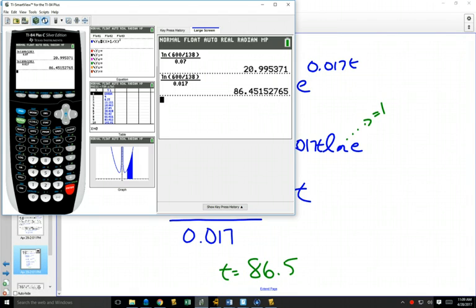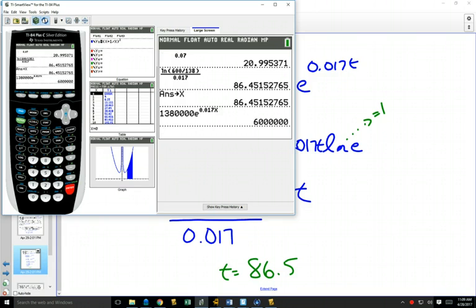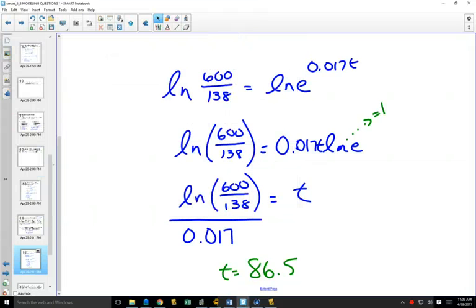Again, anytime you're solving for an exponent and you have the use of your calculator, check. Did we get it right? Well, I'm going to store this as x, and I'm going to check if I put in 1.38 million times e to the power 0.017x. That was my original equation. This should equal 6 million if I've done everything correctly. And since it does, we know that answer is right. Okay? So t is 86.5.